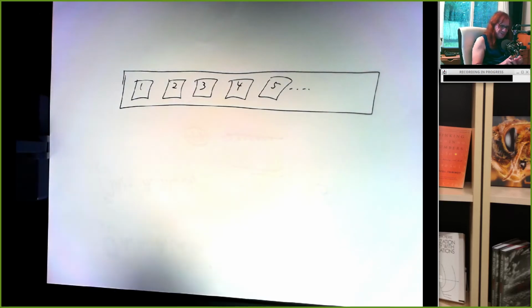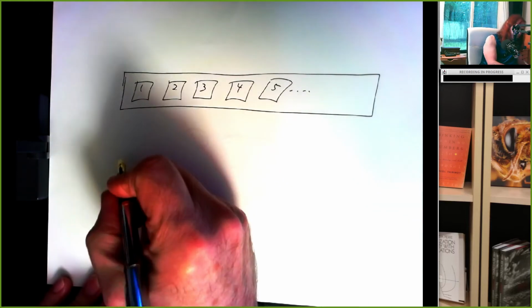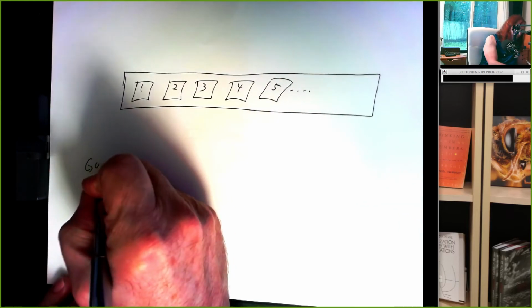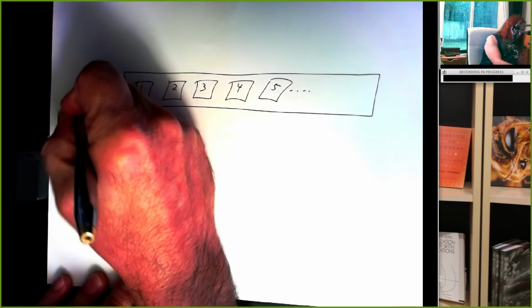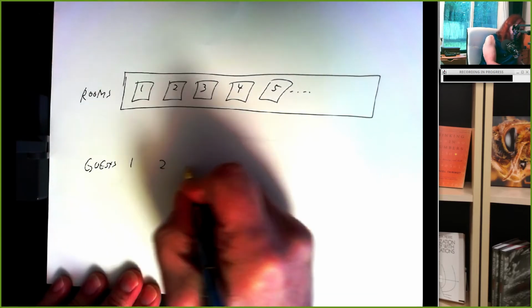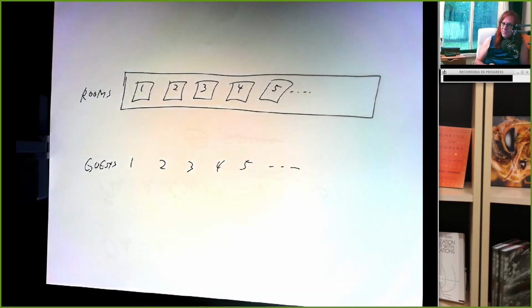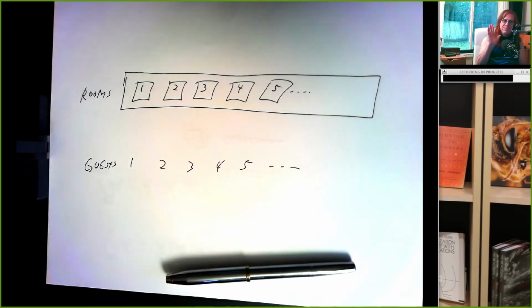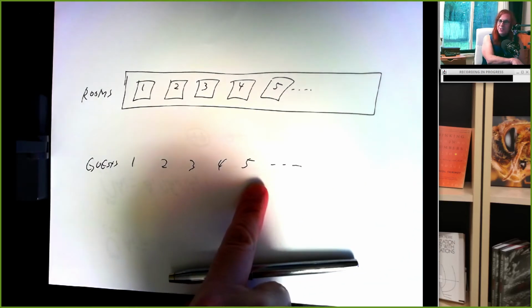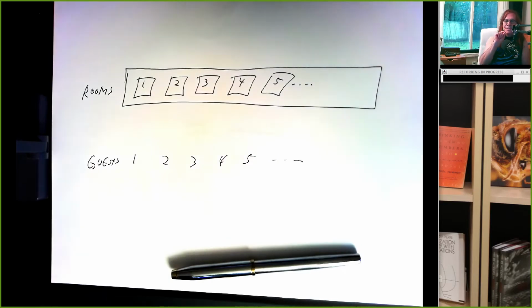All right, so let's number these people. Let's think of these people as just, let's call them the guests. And this is the rooms. And let's number our guests 1, 2, 3, 4, 5, and so on. Okay, what do I mean by an infinite number of guests? There's no guest whose number is infinity. What I mean is, if you think of any positive integer, there's a guest with that number, and there's other guests with higher numbers.